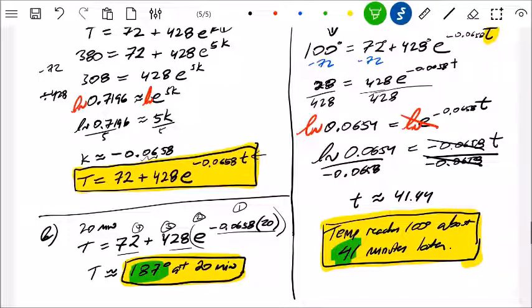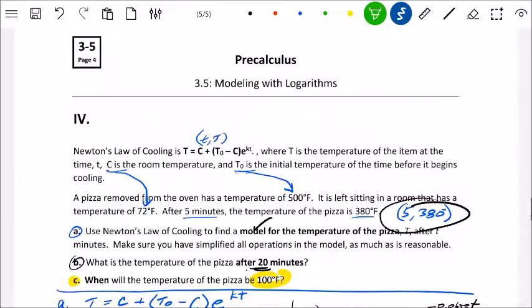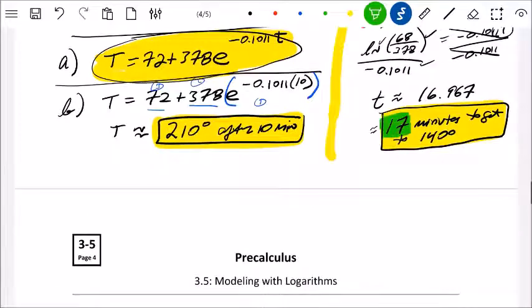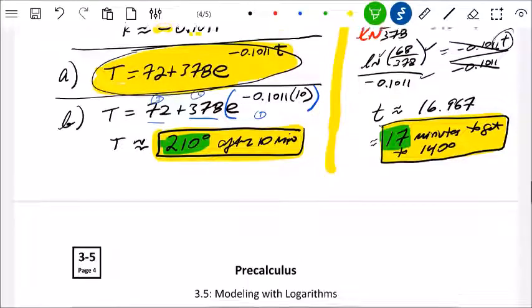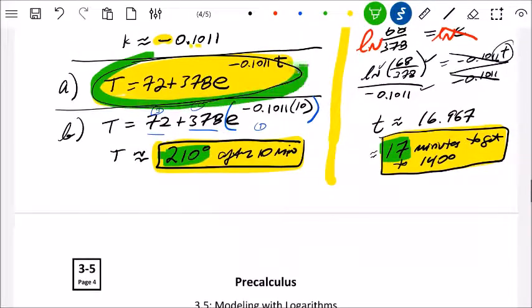187 is it here. The entire formula was this one. Same thing back on the last problem, showing that it was 17 minutes you were supposed to get. It was 210 degrees we were supposed to get. And this was the formula with the k in it.